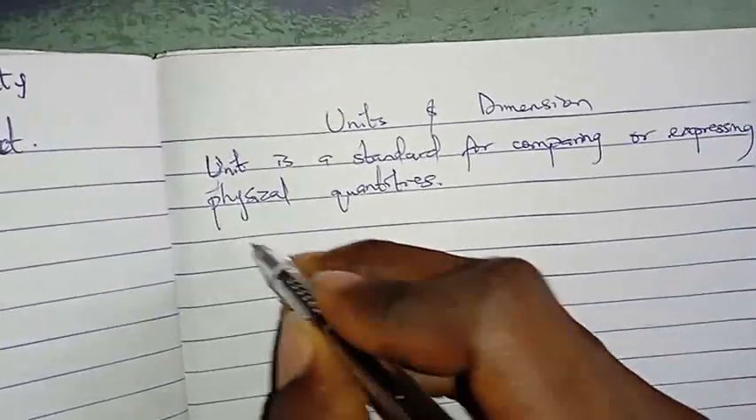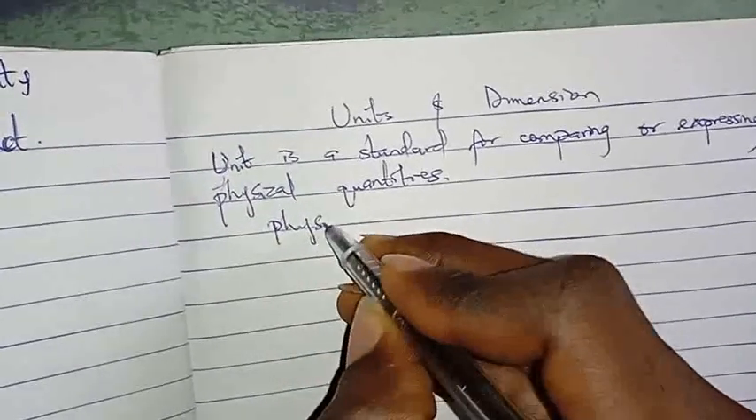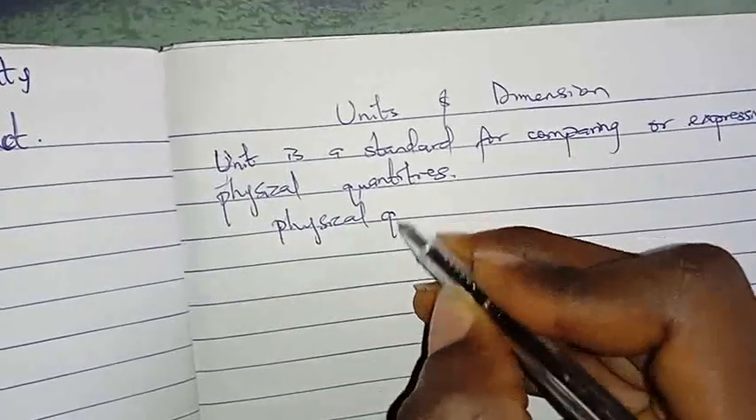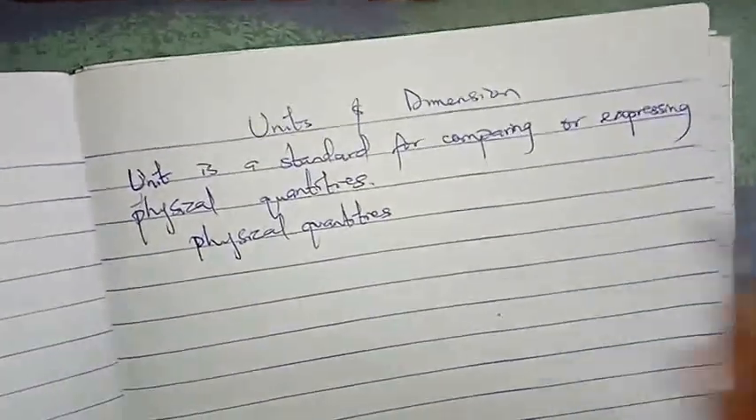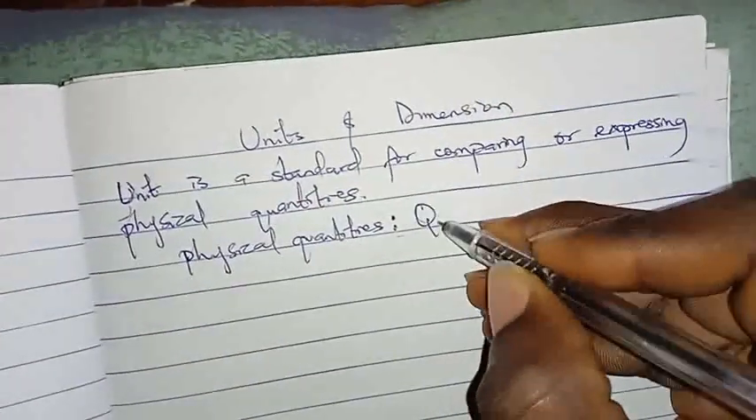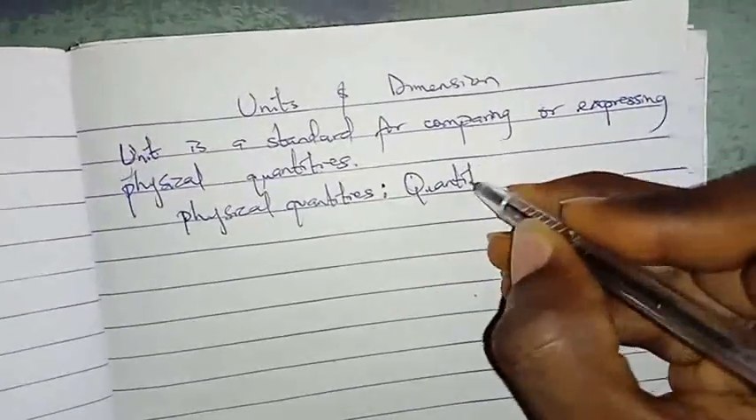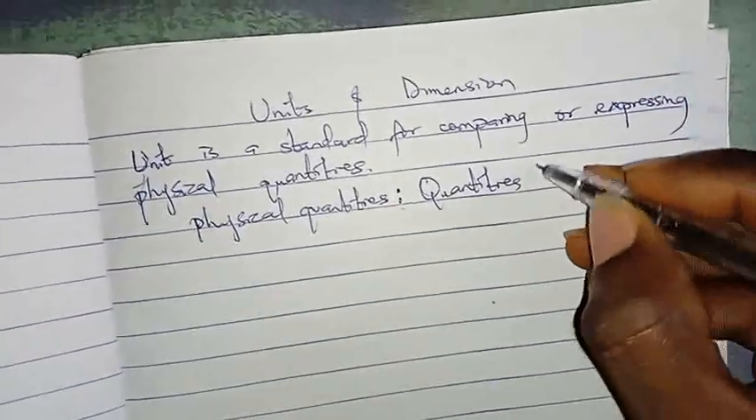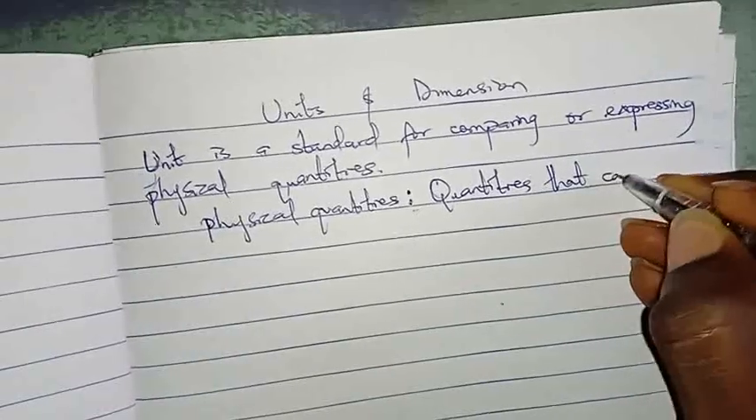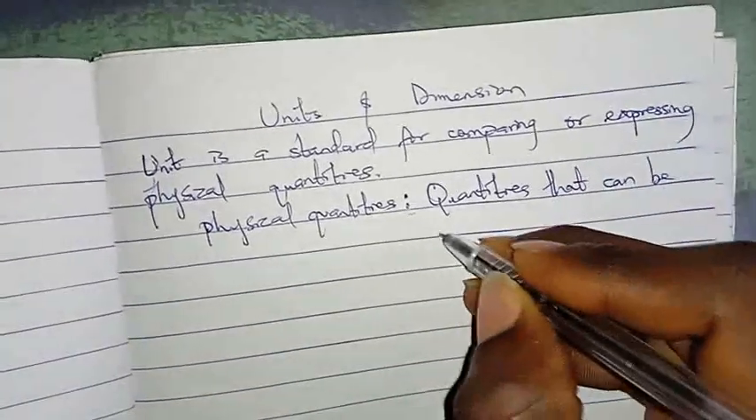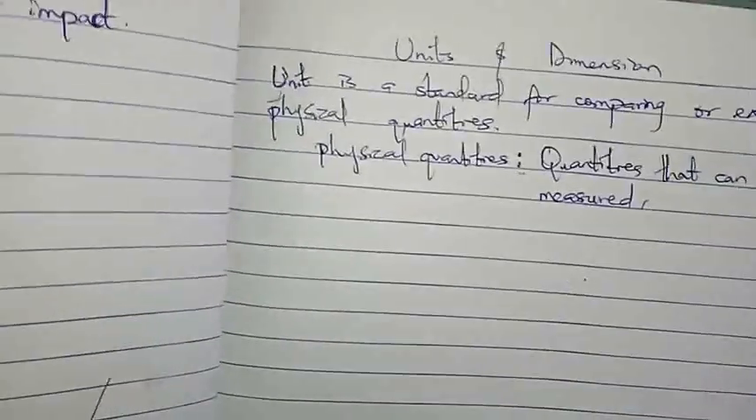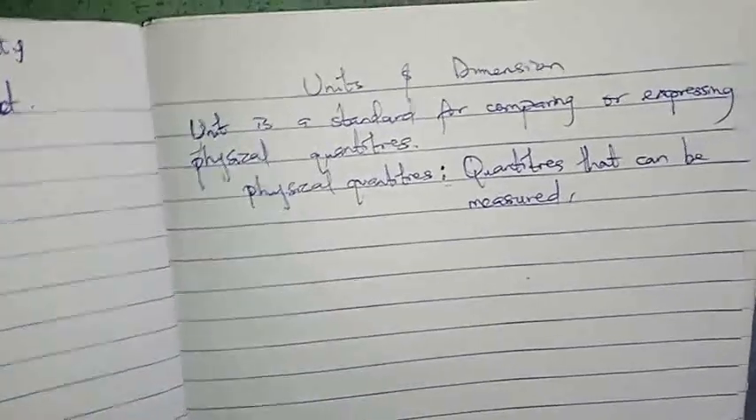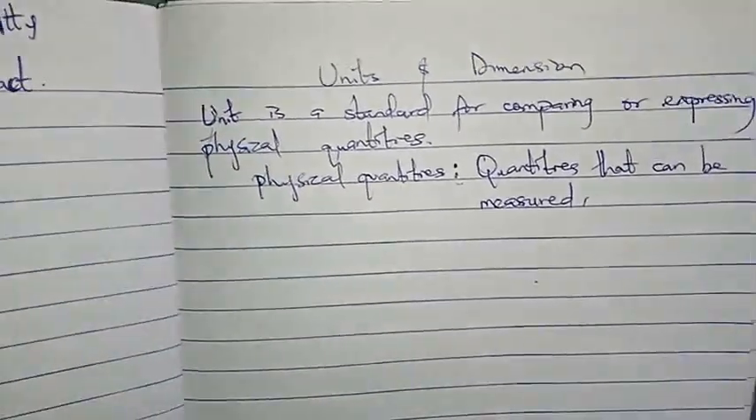So what are physical quantities? Quantities that are measurable, or quantities that can be measured. So quantities that can be measured are physical quantities. So we say unit is a standard for comparing or expressing physical quantities.